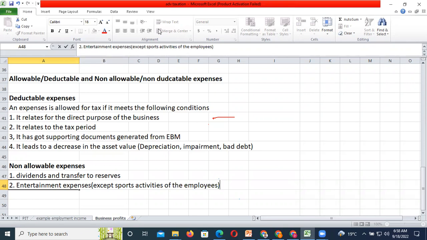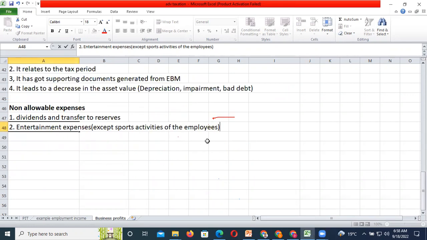So any entertainment expense is not allowed. Any invoice or expense that was incurred in other countries, that one is okay. If it was from other countries, then it can be considered. But here it must be from EBM. So entertainment expenses are not allowed, except if it is an entertainment expense for the sports activities of the employee. That one is allowed. But any other, whether you're entertaining clients, employees, or suppliers, that one is not allowed, apart from sports.